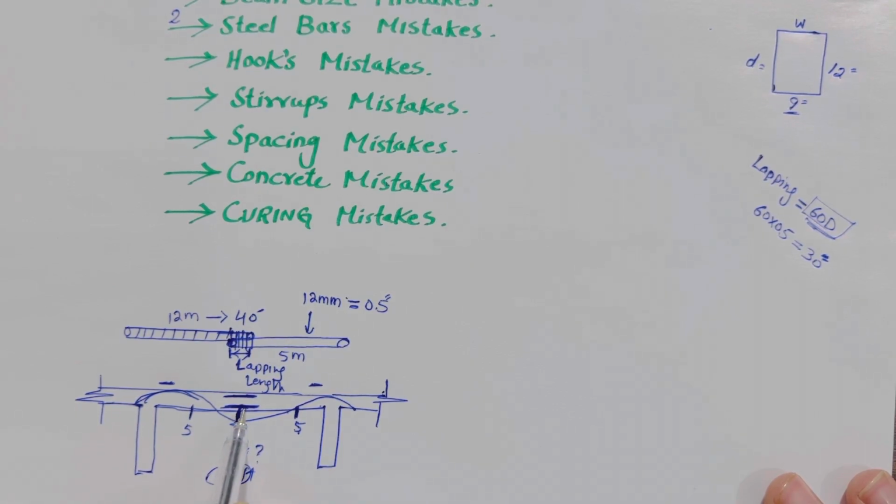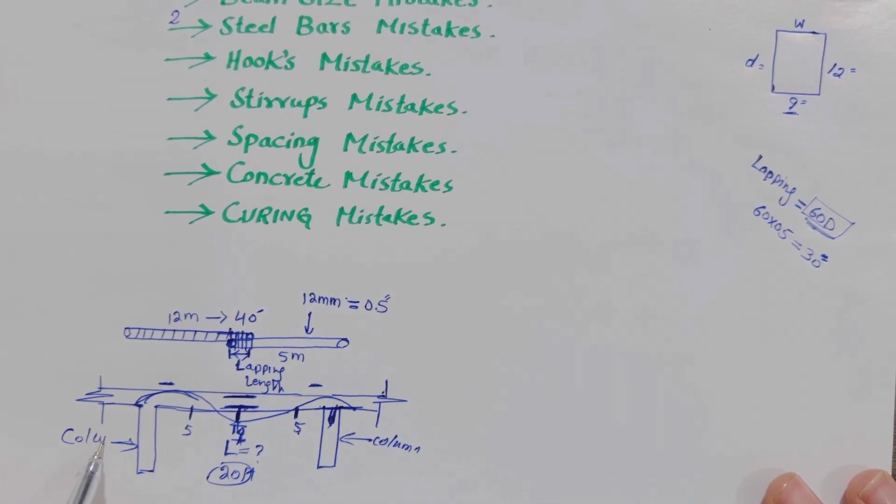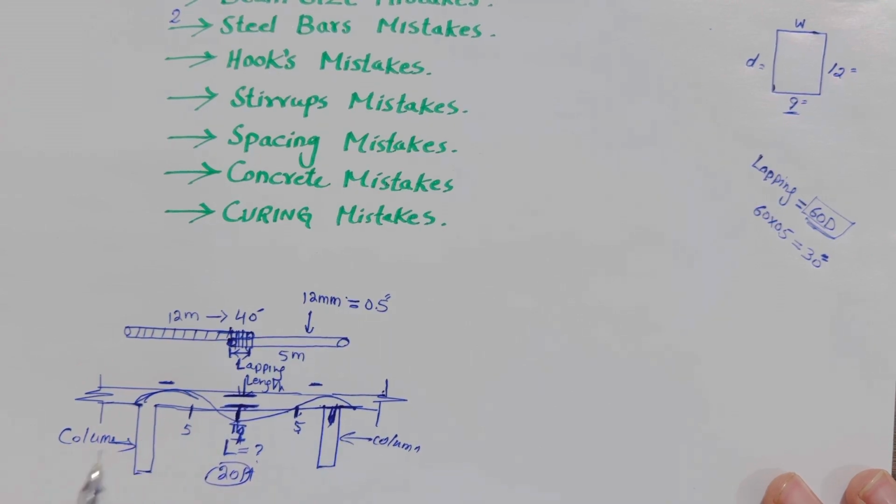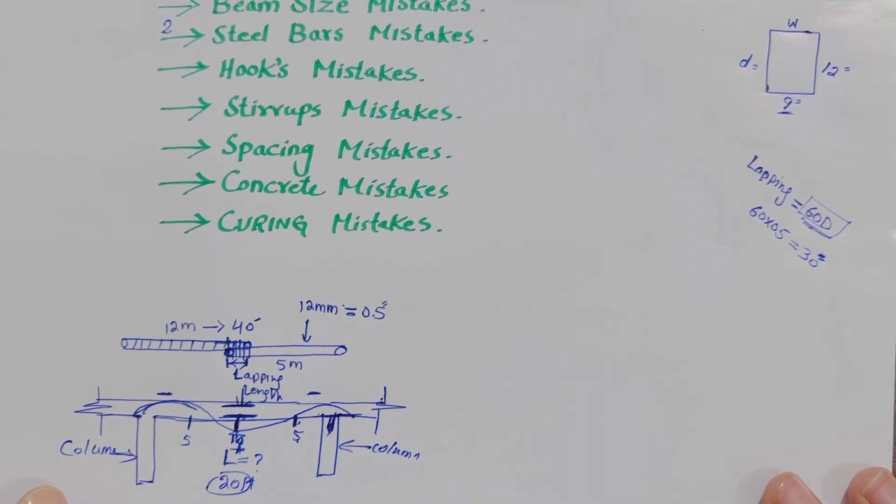As I told you before, this is the tension zone, but you can provide it here at the junction, especially on top of the column. So this is a column, okay, and this is also a column. So don't provide at the distance of L by 4 and at the distance of L by 2, but in the upper portion and tension zone you can provide. So these are the important points about lapping length, okay.